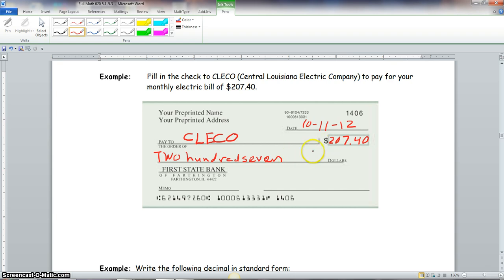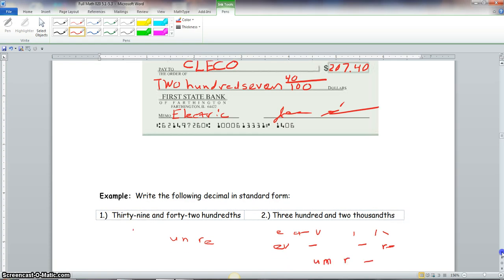And then you could write it like this. Now this is how I write my checks, and this is acceptable. You could write 40 over 100. So this is read as 207.40. Now you have to sign this. We could go like this. Now just scratch anything there. You could say your memo is electric, just for your records. Okay, now we scroll down here.